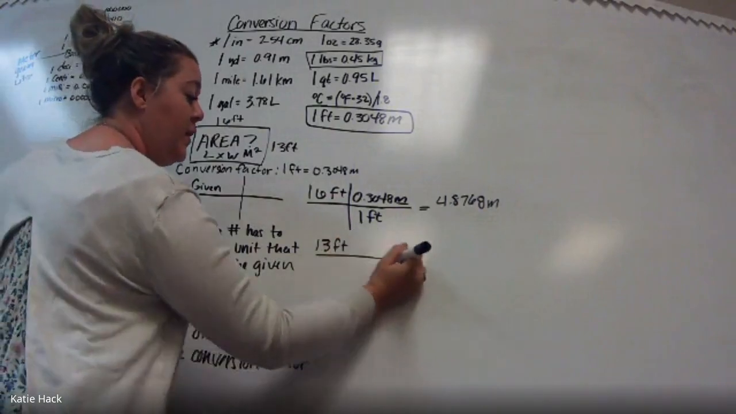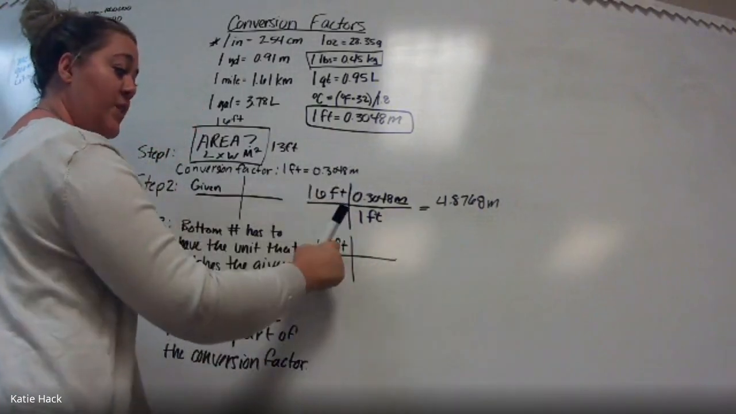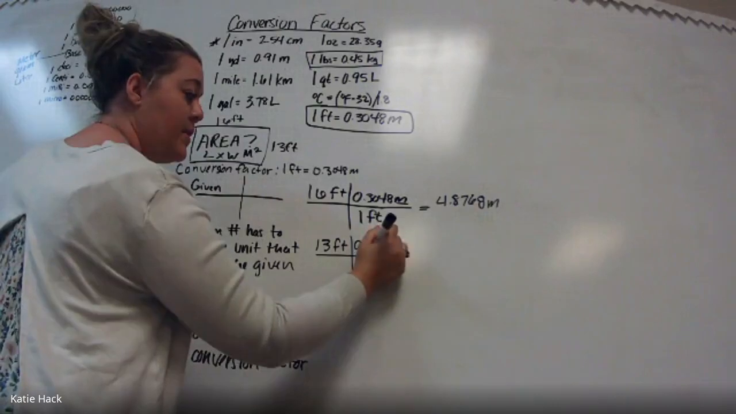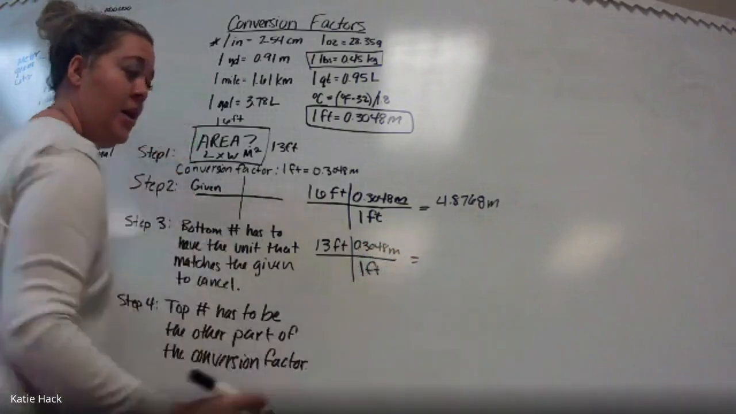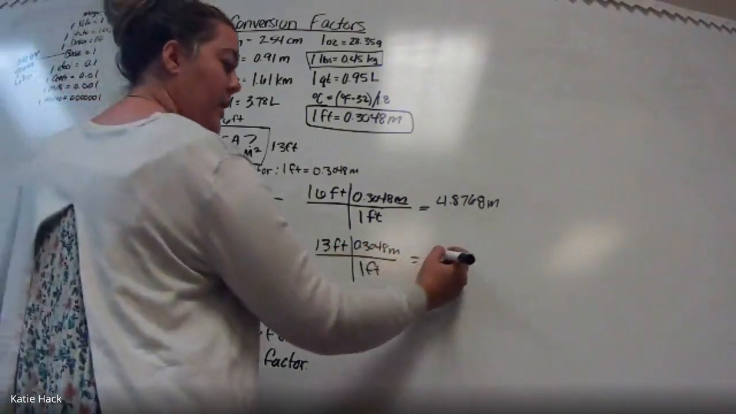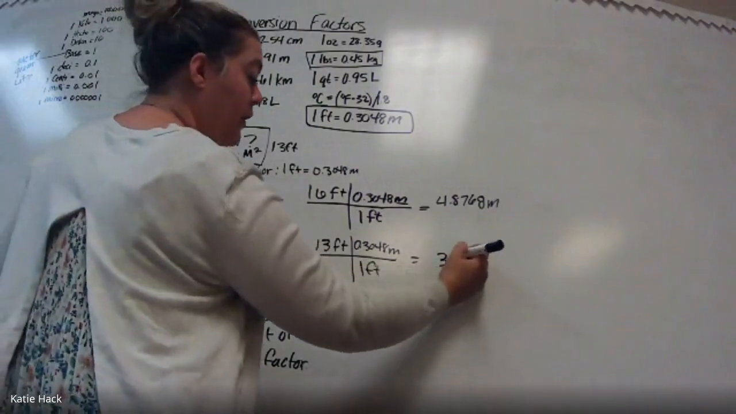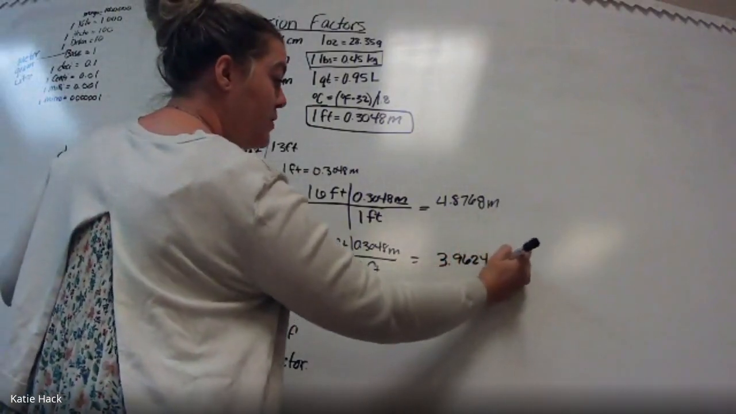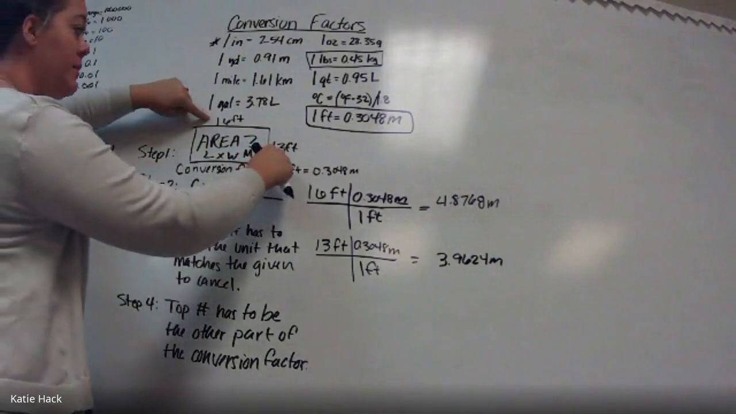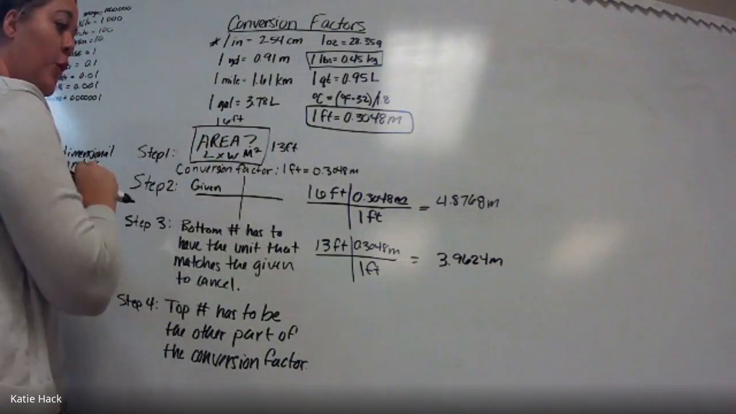So 13 feet, we're going to do the exact same thing because it's in feet. So we're going to put the 1 foot on the bottom, 0.3048 meters on the top. We're going to plug that in. And that one is 3.9624 meters. Okay, so now both of our numbers here are in meters. We can plug it into the formula now.